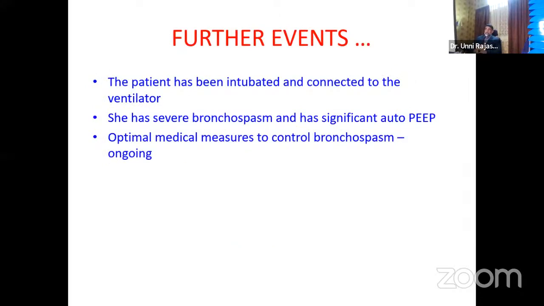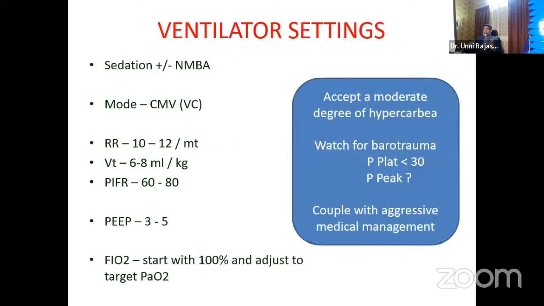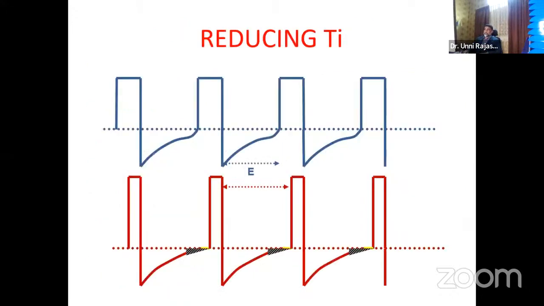So the patient has been intubated, connected to the ventilator. She has severe spasm, auto-PEEP, you put all the settings in and you are managing the patient. So you need to set the ventilator. Obviously, you need to know how to ventilate the patient. You need to use adequate sedation modes, adequate baseline settings, and you need to look at the plateau pressure and the peak pressure of the patient to see where the patient is exactly sitting in terms of the airway pressure which is developing in the lungs.